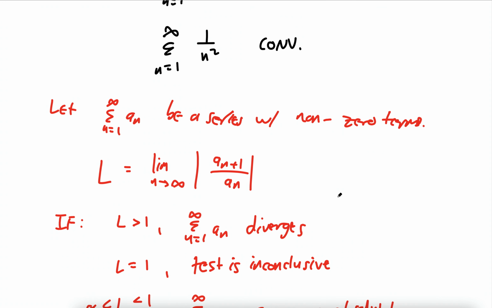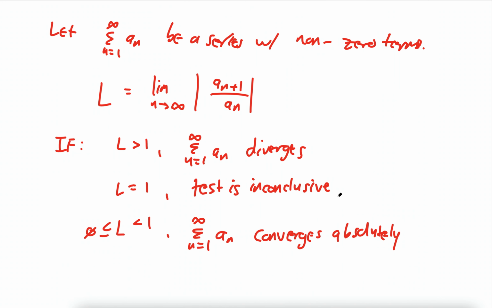So let's take a look at the ratio test in its full. So let's take our series n is 1 to infinity of a_n, and we're going to set up a new limit, L, which is equal to the limit as n approaches infinity of the absolute value of a_{n+1} over a_n. So we're taking the next term and we're dividing by the previous term, and then we're going to take the limit as n approaches infinity of that absolute value.